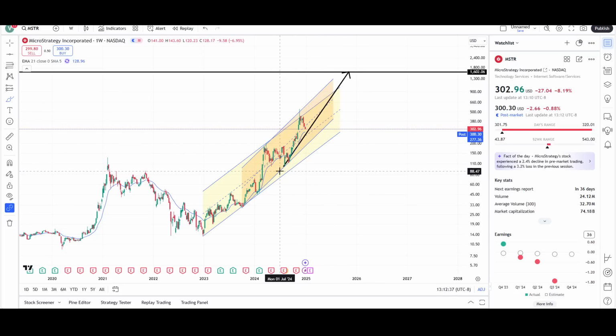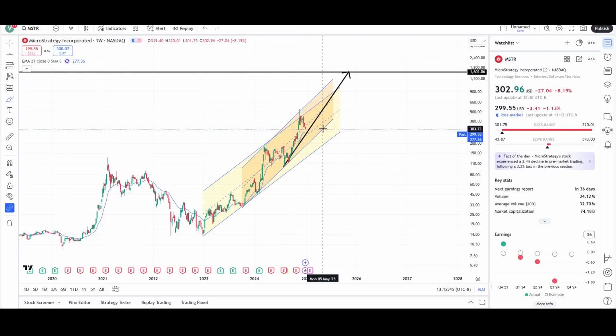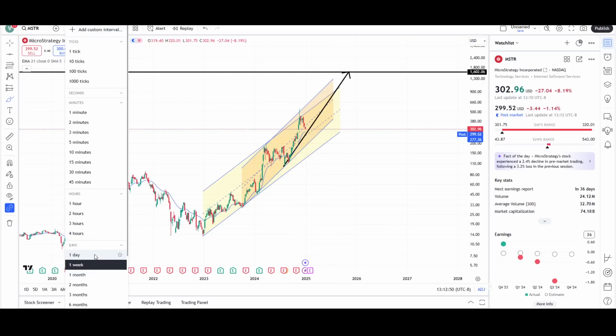But overall, I still think the chart is telling me that we're going to see higher prices. I don't think this is going to be a top right here for MicroStrategy. It's definitely a short-term top. That's why we're seeing the sell-off take place. But I don't think it's the permanent top for the next year or two. It still looks likely we continue to trend up higher.